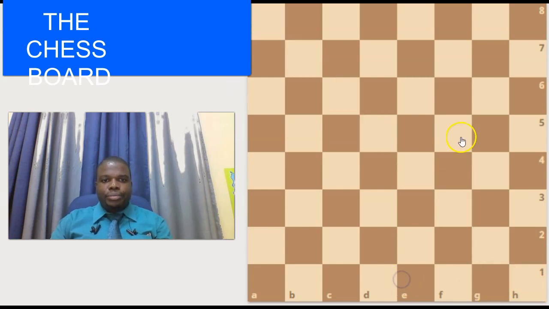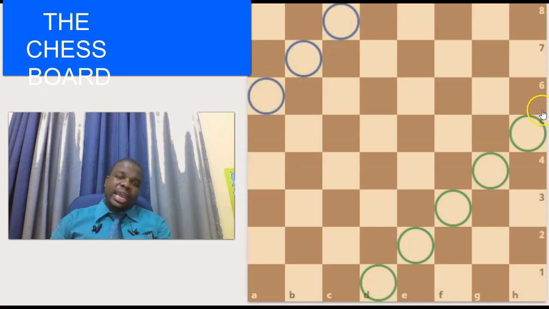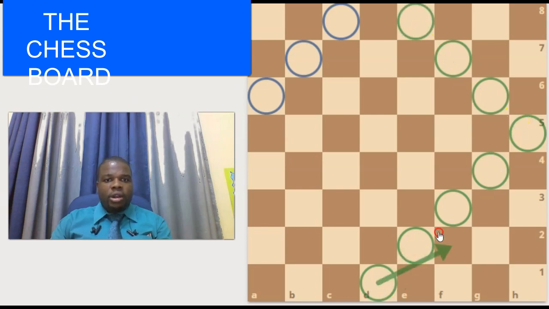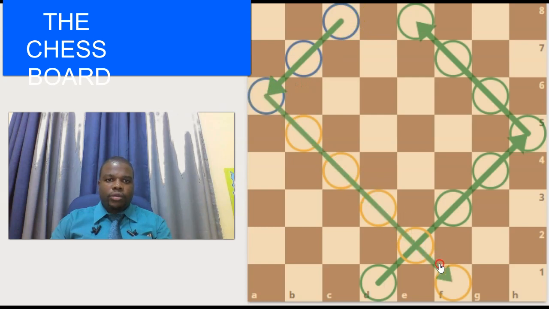For example, this is also a diagonal. See, all light squares. This is also a diagonal. So they can be long or short. They can pretty much go in any direction as long as they are of the same color square. See? So this diagonal goes to here, then it goes to here. Now look at this one here. So this one goes to here and it goes to here.